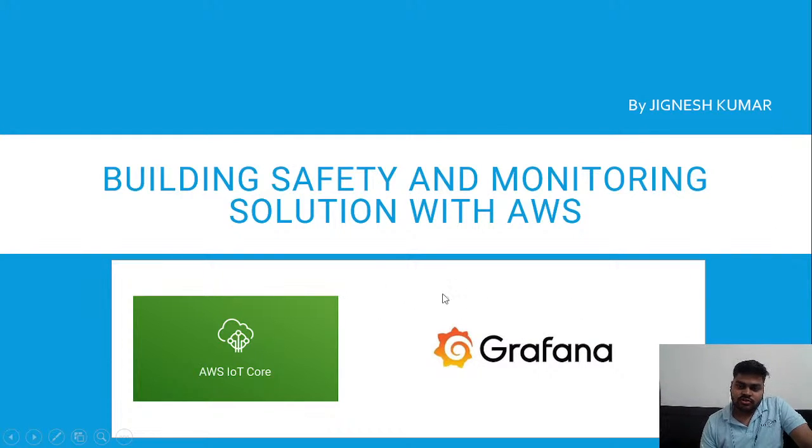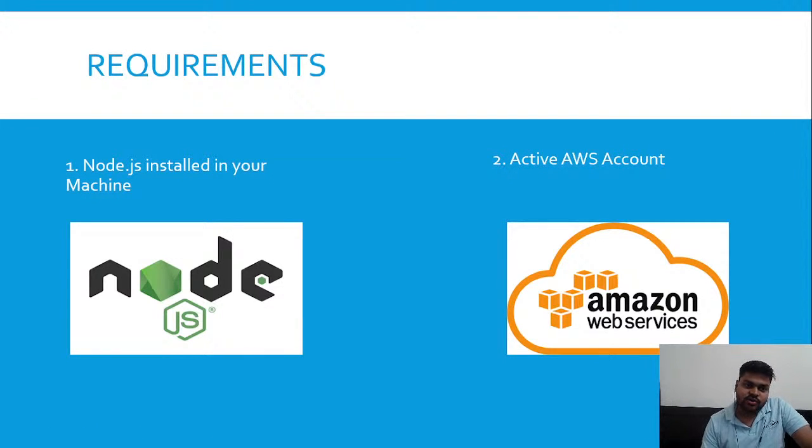So, the next slide, the requirements for this project: you need to have Node.js software installed in your machine. And the second thing is an active AWS account, so that you can use AWS services. Basically all the services which I am using in this IoT session are free. I'm using up to the free limit.